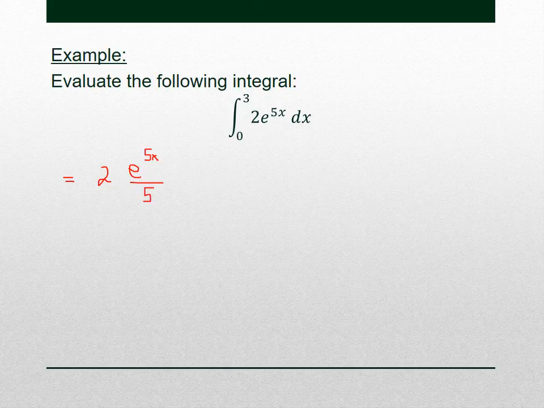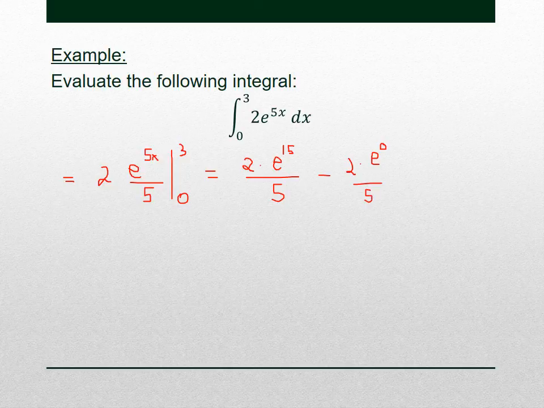And then we want to evaluate that from 0 to 3. So that means we're going to plug in 3, and then whatever we get, we're going to subtract from that whatever we get by plugging in 0. So that looks like 2 times e to the 3 times 5, which is 15, over 5, minus 2 times e to the 5 times 0. So that's e to the 0 over 5.